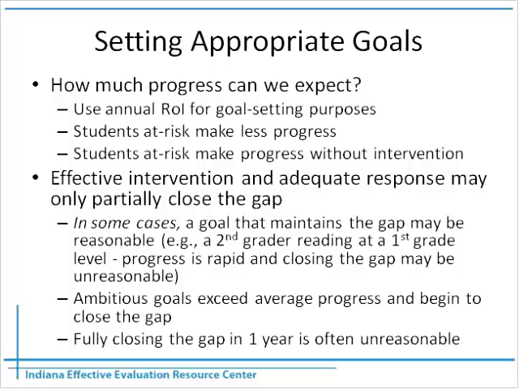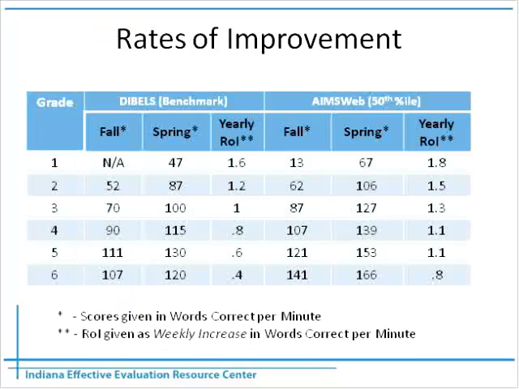So in those cases, we just want to make sure that we're setting a goal that's reasonable and attainable for the child, but not so low that we're sure they'll be able to meet it. So we want to balance between reasonable and ambitious goals. An ambitious goal would exceed the average amount of progress that students in the class or in the grade level would make and will begin to close the gap. Depending on how far behind the student is and how quickly other students or average peers would progress across the course of the year, fully closing the gap might be unreasonable. So we just need to consider that. And as I said, we'll see some examples of this later on.